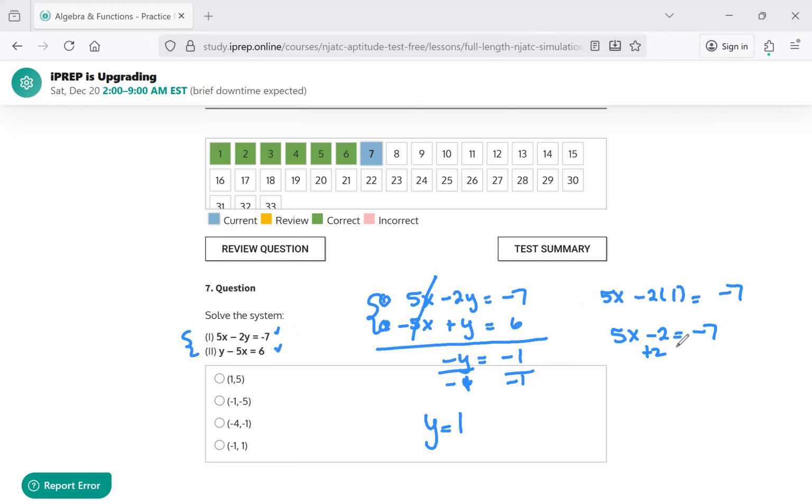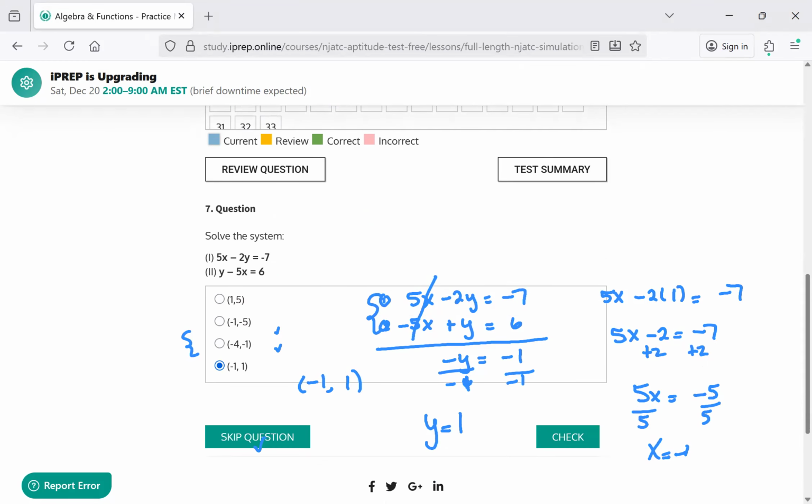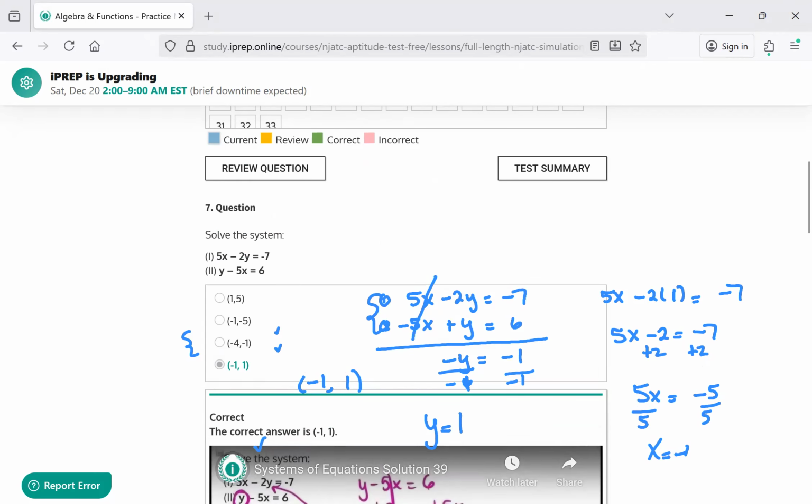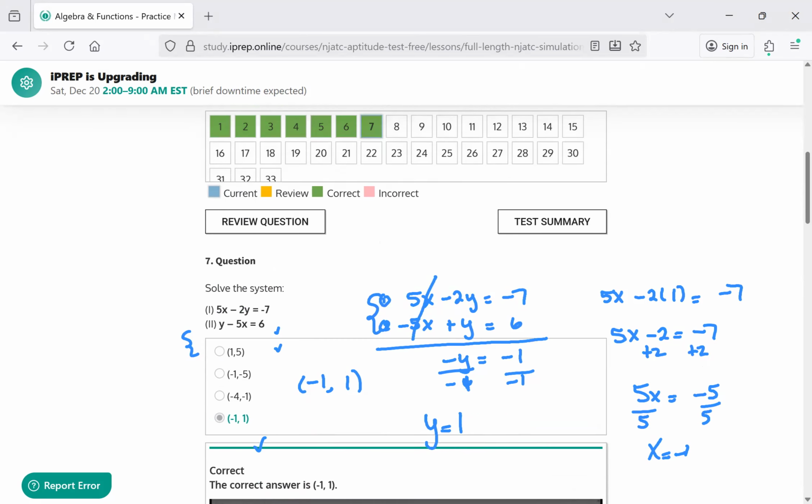Solve for x, you're going to add 2, you get 5x equals -7 plus 2 is -5. And then divide this by 5. And then you get x equals -1. Okay, so it looks like our solution is x is -1 and y is +1. So it's this one. Yep, so that's how you solve it using elimination.